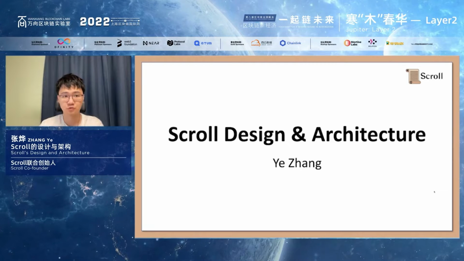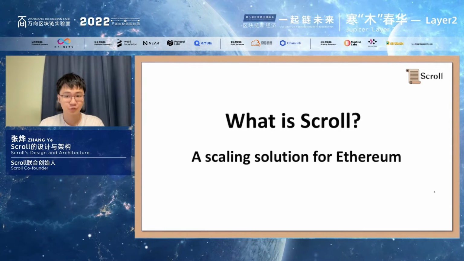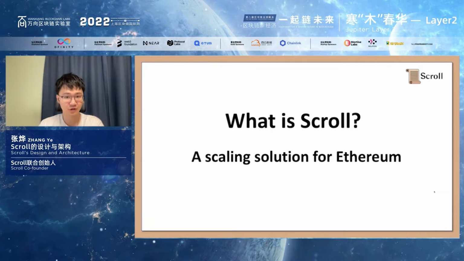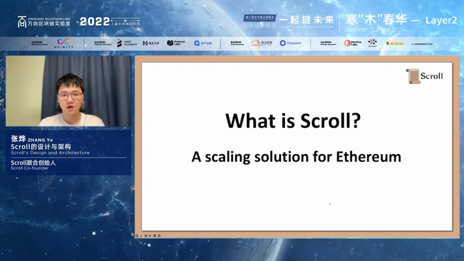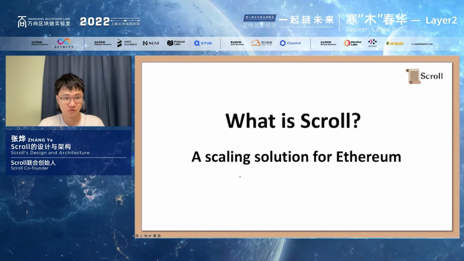Today I'd like to introduce Scroll's design and architecture. Before diving into more detail, for those who haven't even heard of us, what is Scroll? In short, Scroll is a general purpose layer 2 scaling solution for Ethereum.